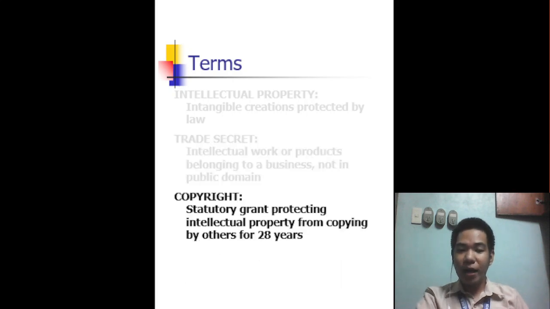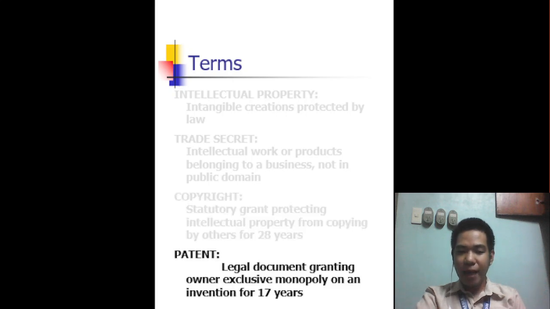We also have copyright. This is a statutory grant protecting intellectual property from copying by others for 28 years. Okay. So this is like the C that has a small circle in it. That's the logo for copyright. So these things have copyright already. Okay. And we also have the patent. Patents are legal documents granting the owner an exclusive monopoly on an invention for 17 years.